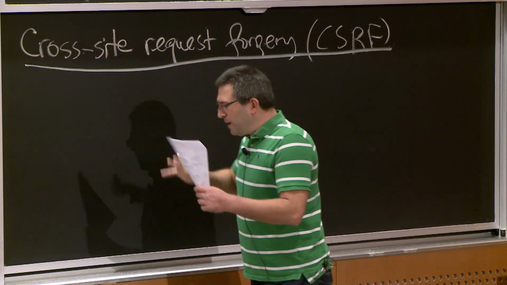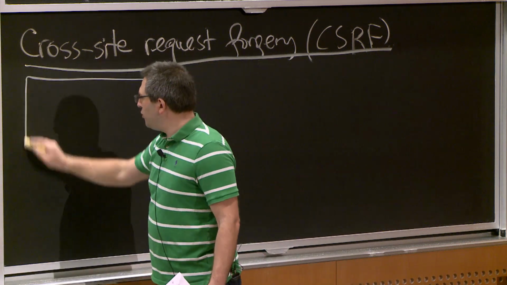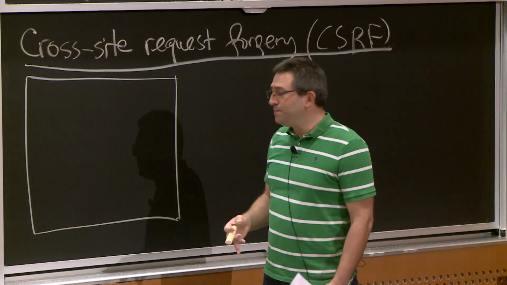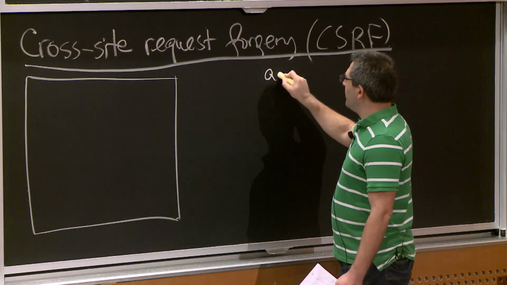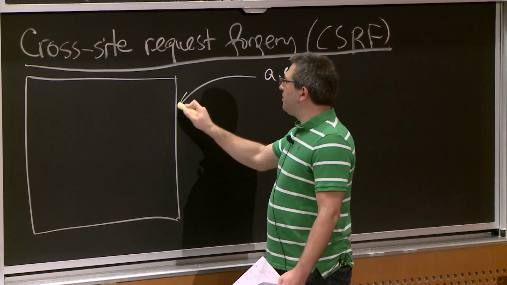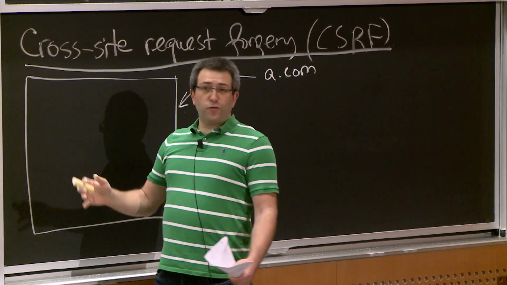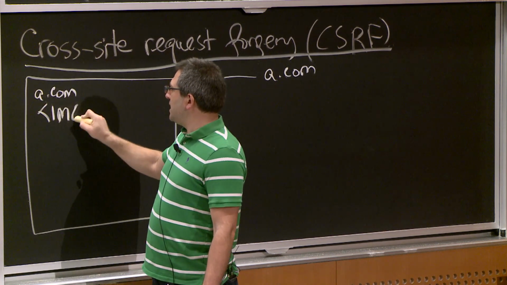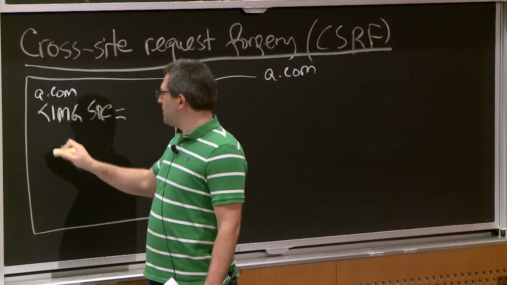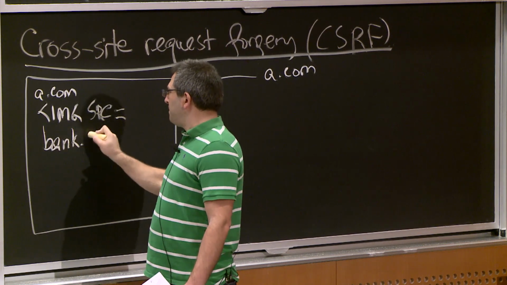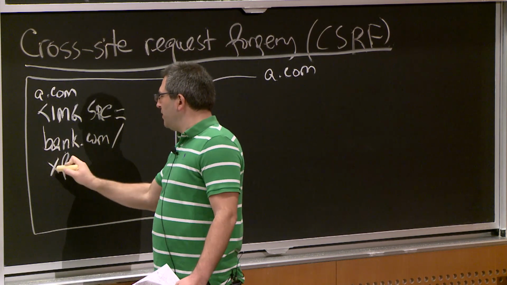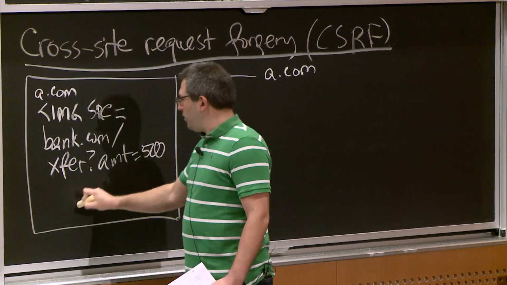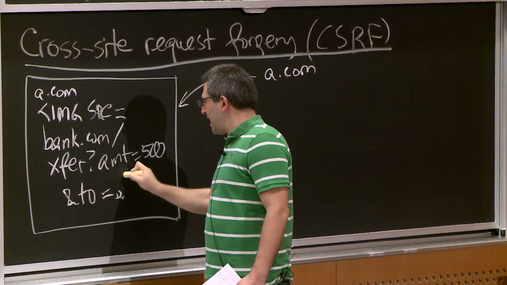So here's the picture to have in your head. You have a browser on your computer, and you're logged into some bank website, your Gmail website, etc., and you visit a.com. a.com is going to send you some HTML page, and your browser is of course going to run it inside of a.com's origin. But that page has an image tag. It says image source equals bank.com/xfer to transfer some money. Here's the amount, $500. And by the way, the recipient is the attacker.